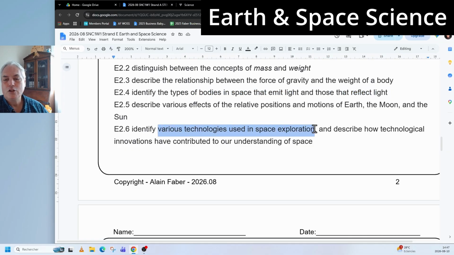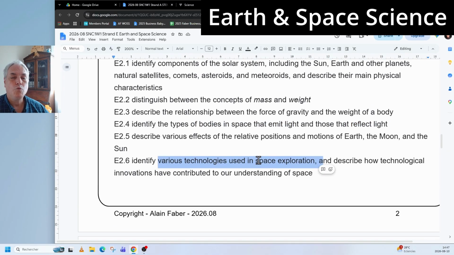And various technologies used in space exploration, keeping in mind that the more we are exploring, the more we need to miniaturize the technology we have. And therefore, the easier it will be for us in the future. And we don't know, some of our students might create those new technologies in the future.